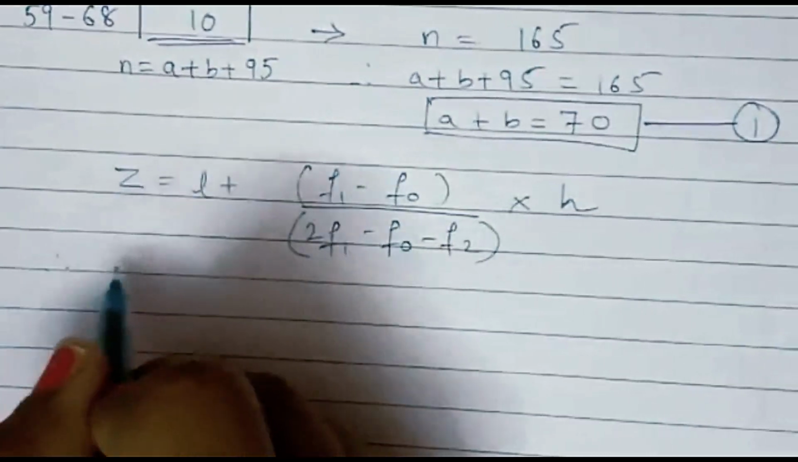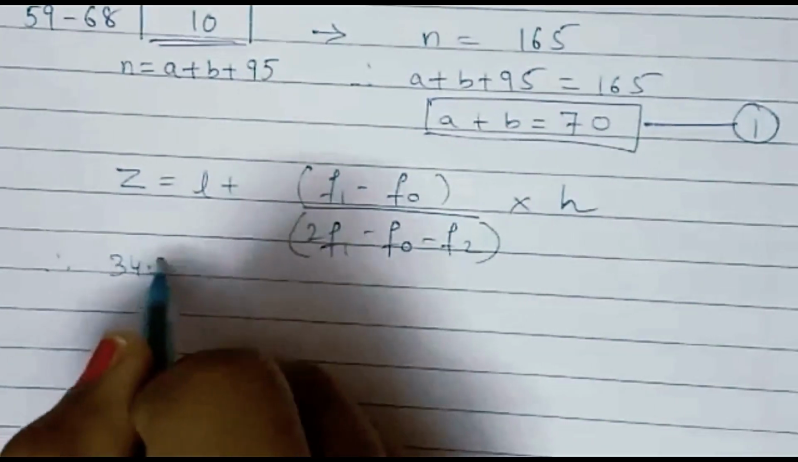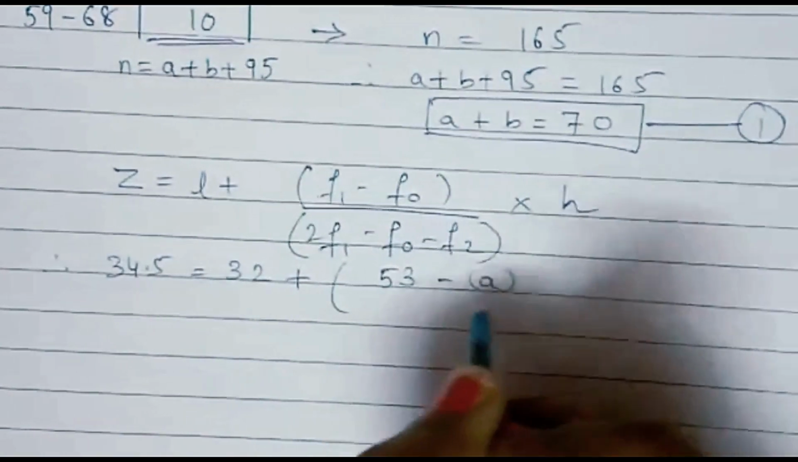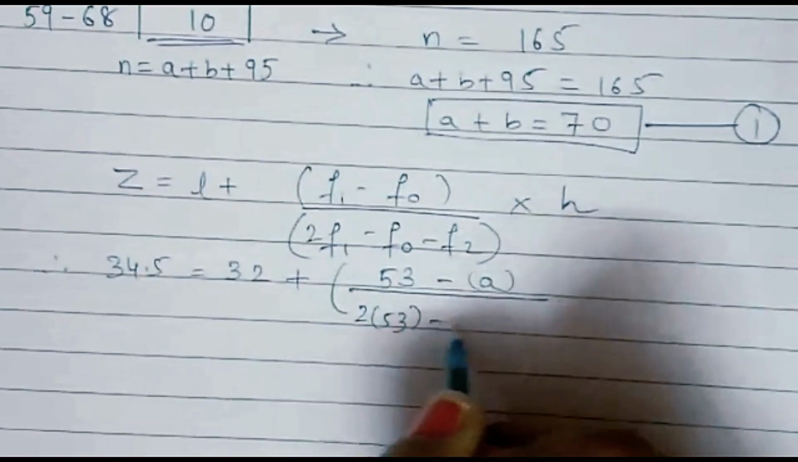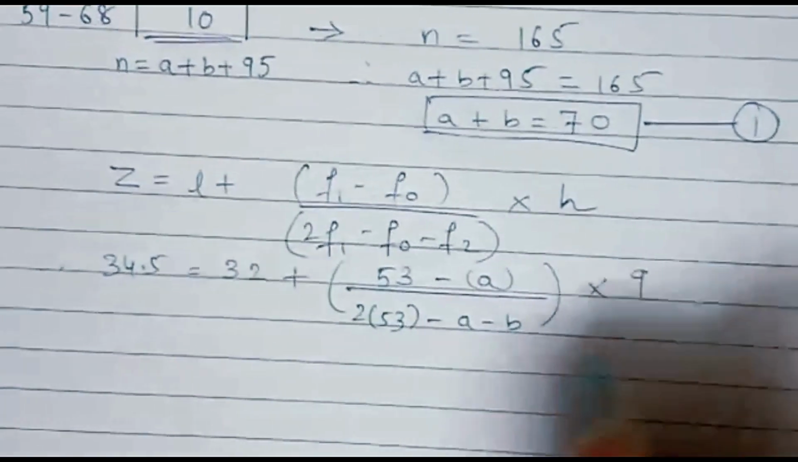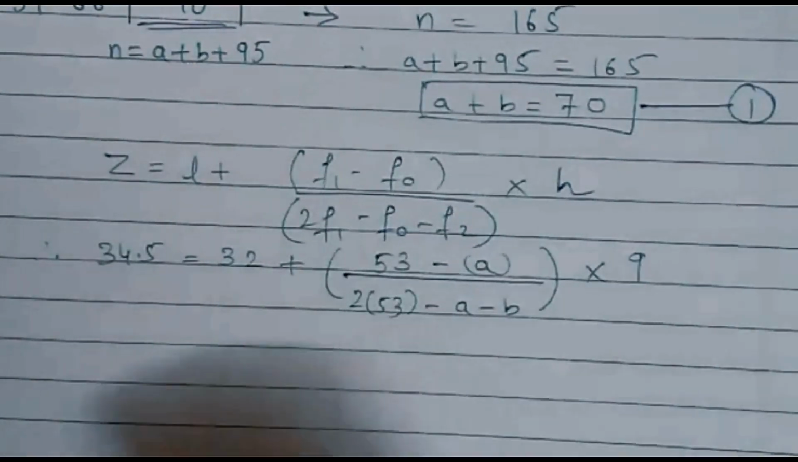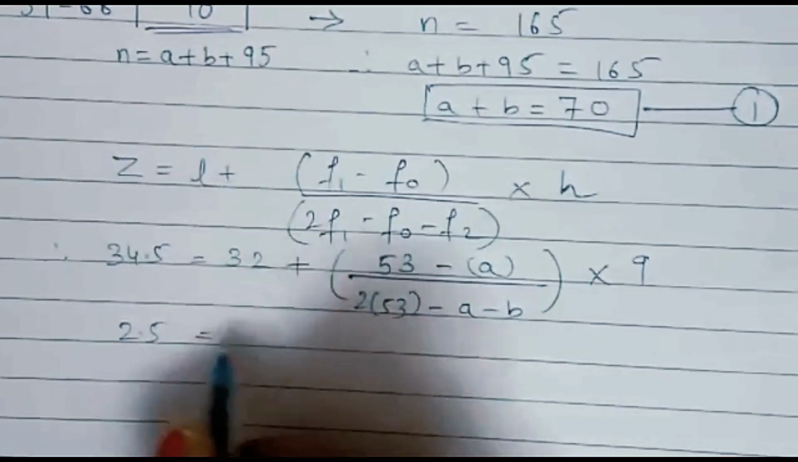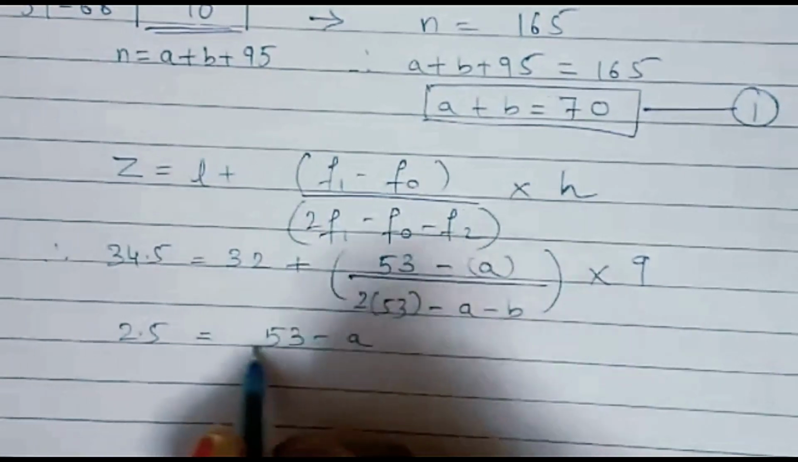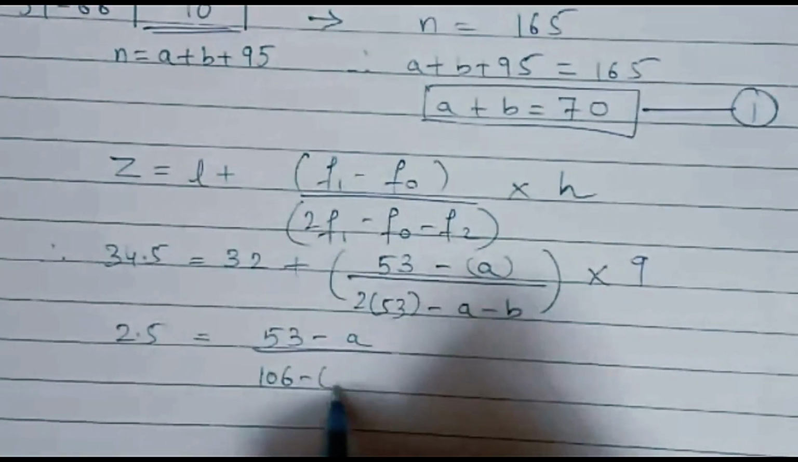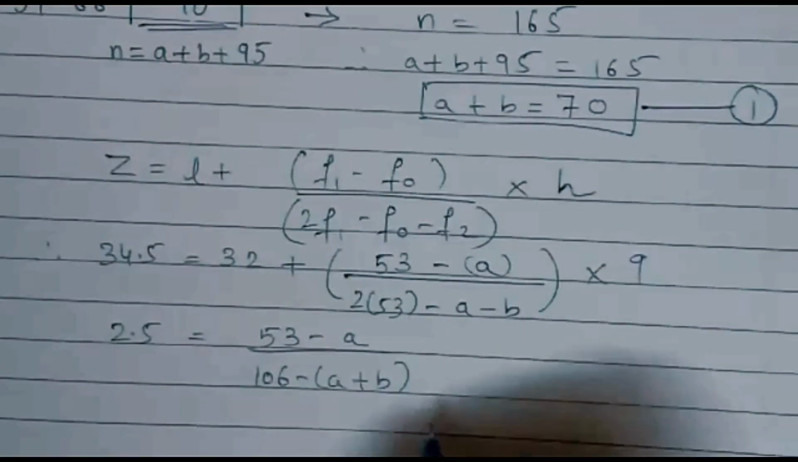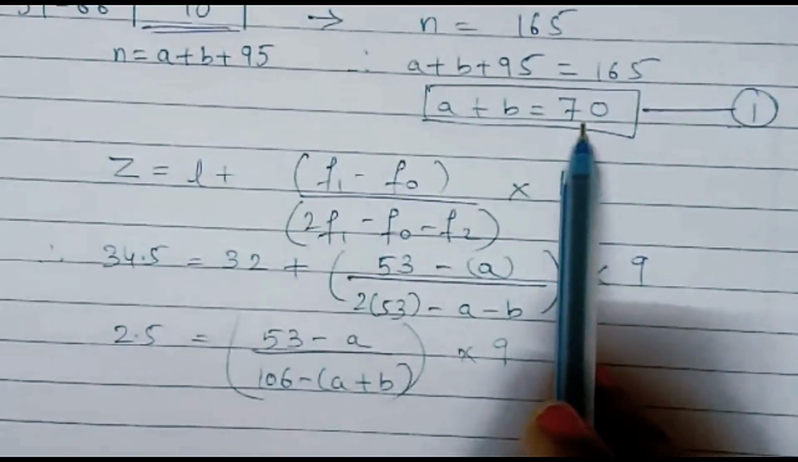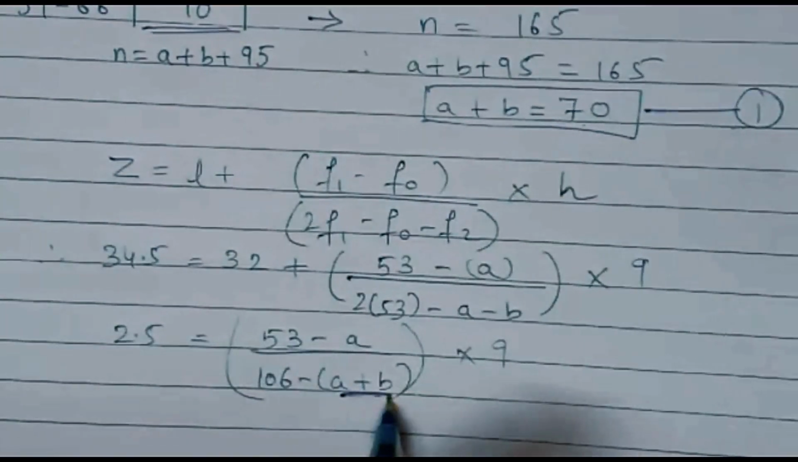If we remember again, Z was 34.5, L is 32, F1 minus F0 is 53 minus A, 2 into 53 minus A minus B, into 9. If we calculate this, we will be getting 34.5 minus 32, that is, directly I am writing 2.5, equal to 53 minus A over 106 minus, I am taking the minus sign common, so I will be getting A plus B, into 9. Now if you remember, our result number 1 was A plus B is 70. So I can replace A plus B with 70.